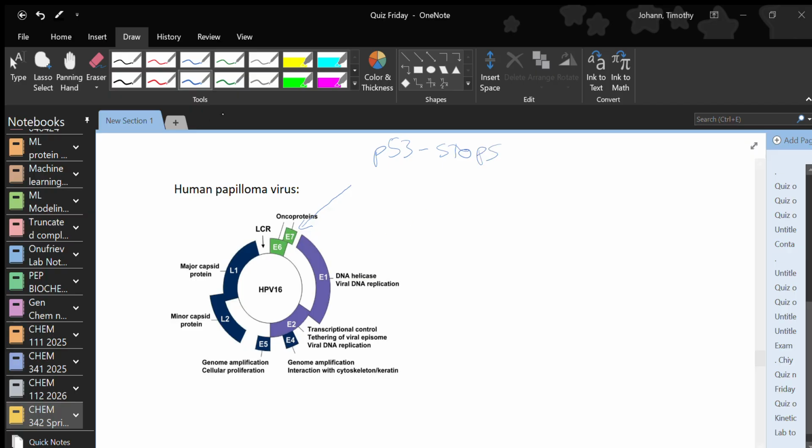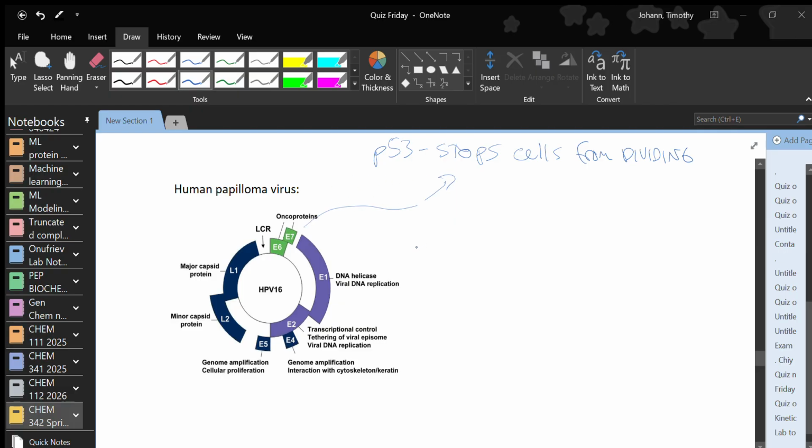So oncoproteins make that? No, you naturally make that. Let's leave that. It stops cells from dividing. This is not just involved with cervical cancer, and the virus makes a protein that interferes with this.